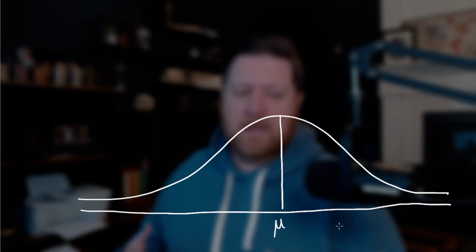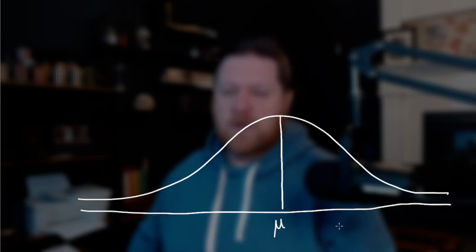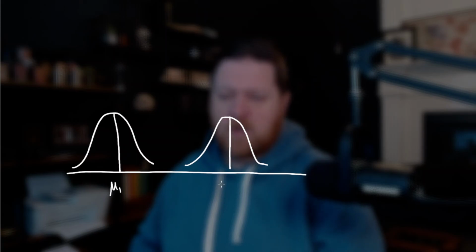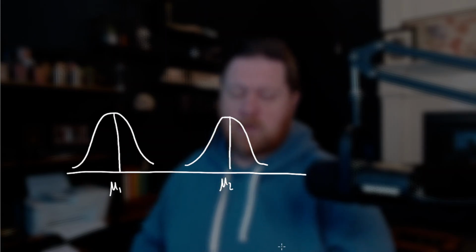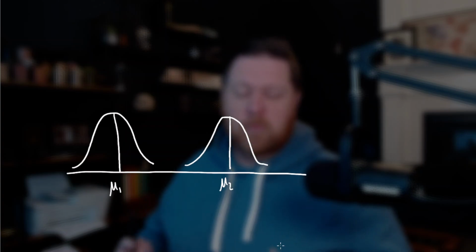Now, why do we care about the mean? The mean is the center point of the distribution. So if we had a number line here, and a normal distribution over here, and a very similar normal distribution over here, the only difference between these normal distributions is their mean. This one has a mean 1, and this one has a mean 2, or a mu 1 and mu 2. Essentially, the mean determines the location of the normal distribution.